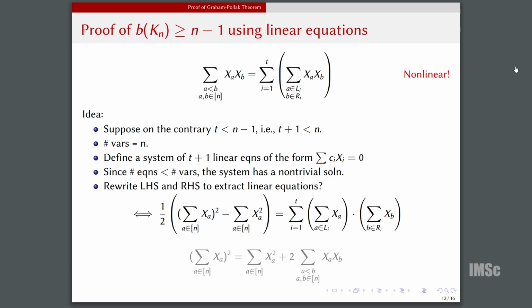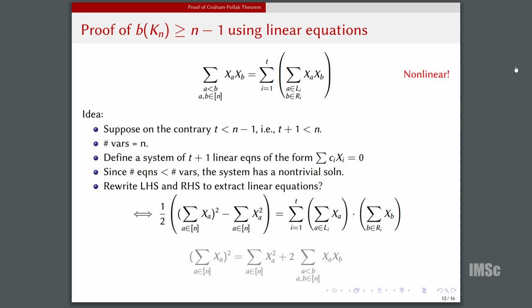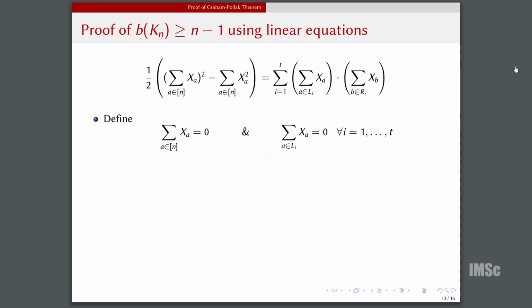So now everything looks linear, like this is linear, this is linear, this thing is also linear, but not this. So let's also write this here. So we have found linear equations, this one, this one, this one, this one, and this one. So what I wanted to do was define t plus 1 linear equations, right. So let me define them to be these linear equations. So the sum of xa, where a goes over all the numbers 1 to n, and here the sum is over all numbers from Li.